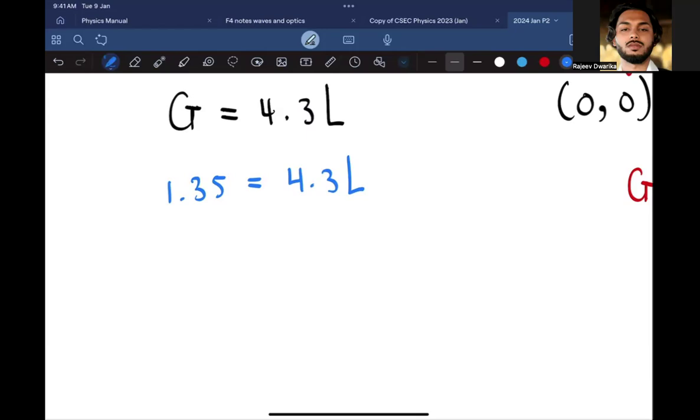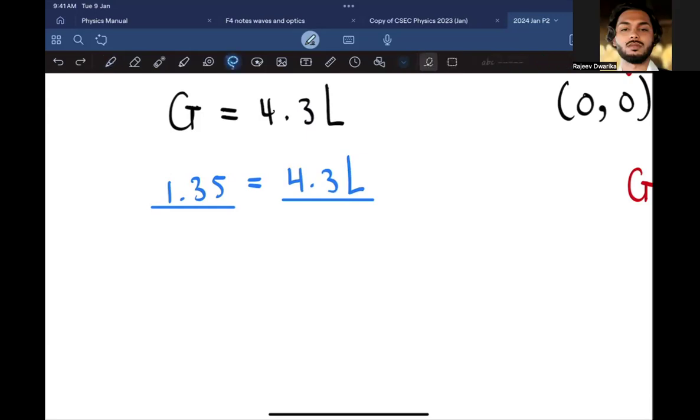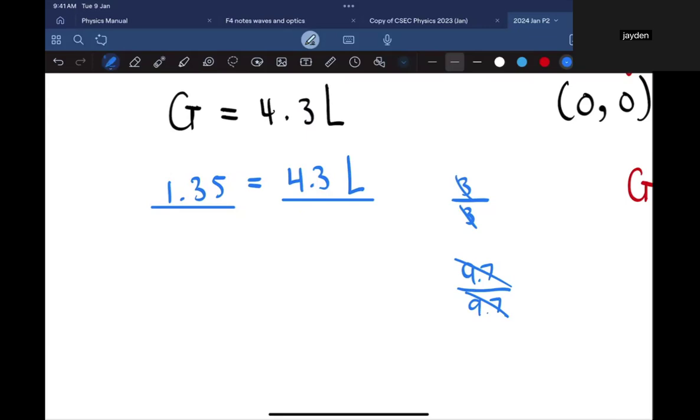So Jadon, what would I have to do on both sides to cancel off the 4.3? Because I want to find 1L. Divide both sides by? What would I need to divide by to cancel off this whole thing? I promise it's really easy. I'll give you an example. If I had 3 over 3, the 3 and 3 will cancel off. If I had something like 9.7, I would say over 9.7 for it to cancel off completely. So what would I divide by?